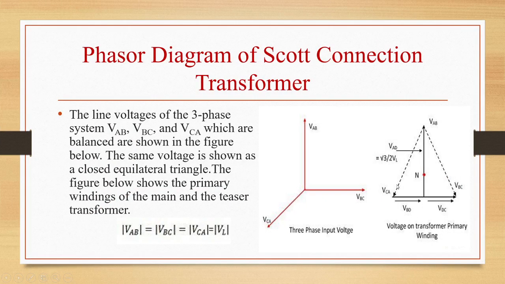So line voltages of the three-phase system VAB, VBC and VCA are balanced. That is why they are displaced from each other by 120 degrees, as they are balanced. So the same voltage will be shown as a closed equilateral triangle. Figure is showing the primary windings of the main and TZ transformer. So VAB is equal to VBC equal to VCA. That can be taken as VL, the line voltage. AB, BC, CA are the line voltages and they are represented as VL.